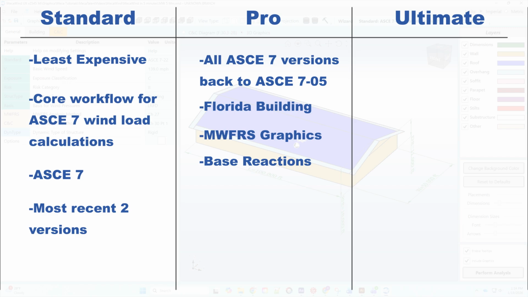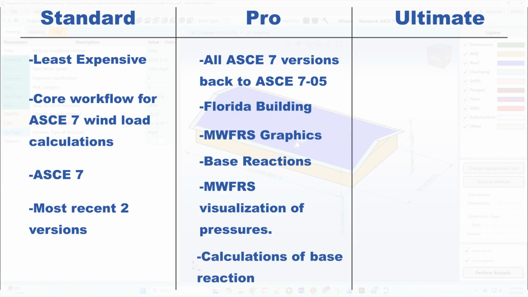Pro includes some older versions of the ASCE 7 standard, and it also includes the Florida building codes. The Pro version also includes the MWFRS visualization of pressures as well as calculation of the base reactions. Ultimate has everything included in Standard and Pro, and in addition it adds the ability to calculate tornado loads and a graphical representation of components and cladding.